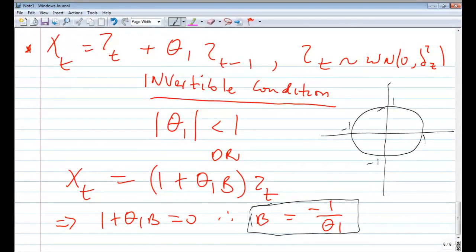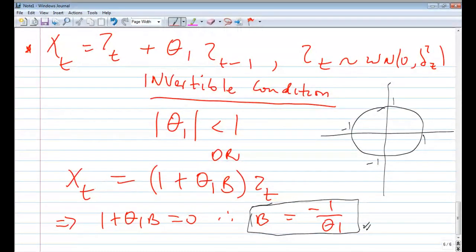Okay, that is a unit circle, this one. So we just want to check whether this value for B is outside a unit circle or not. If it's outside a unit circle, therefore the process Xt is invertible. If it's not outside a unit circle, so the process Xt is not what? Invertible. So let me show you.